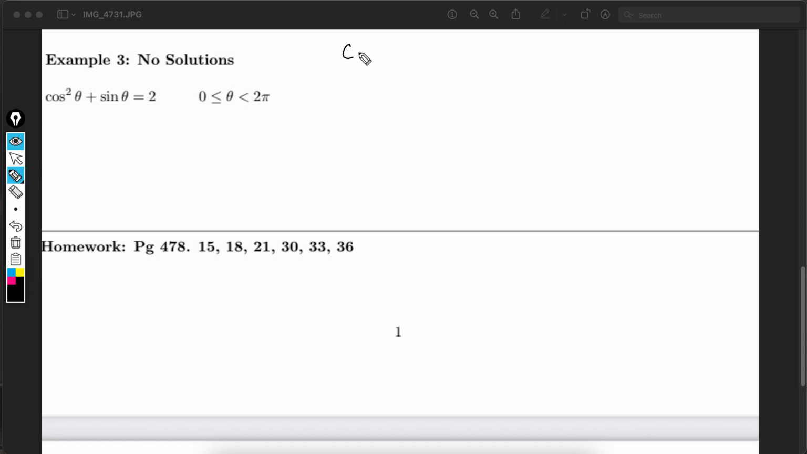I'll write it up here, just for space. Plus sine theta equals 2. Thinking. Okay, this is an identity. We could turn that into 1 minus sine theta squared.